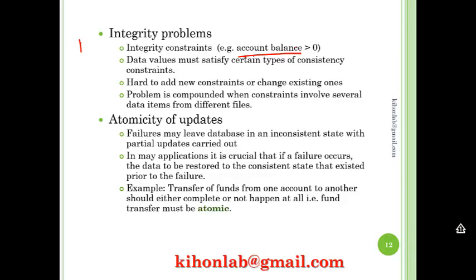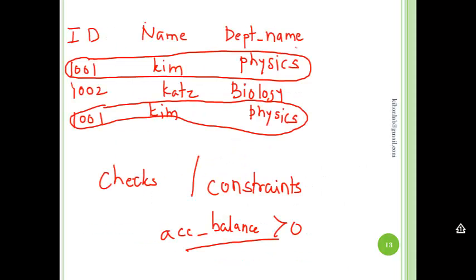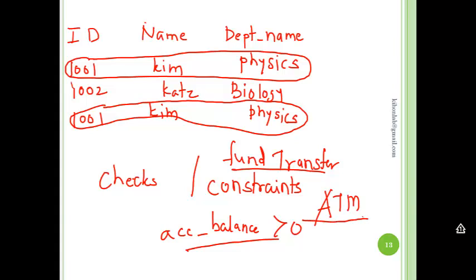Failures may leave the database in an inconsistent state with partial updates carried out. What do you mean by that? The example you can observe here is fund transfer. Or you can check a simple example. You are withdrawing money from an ATM, you press the withdraw money button, and at the same time the power goes off. Many times you will get the message that your money has been withdrawn, but you don't have money in your hand, and you might be scared whether you have lost your money or not.